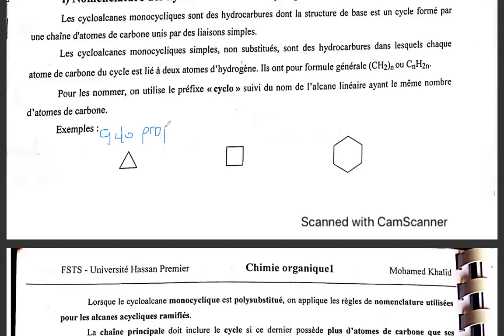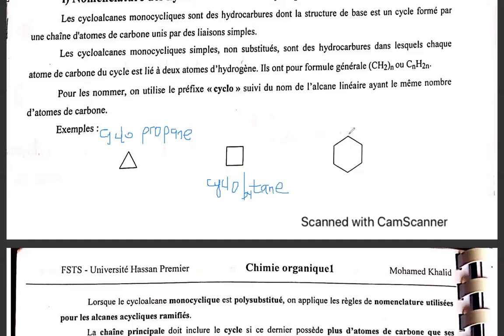What about the next one, what will it be? Butane. Cyclobutane. Why butane? Because there are 4 carbon atoms. That is 1, 2, 3, 4. For this one, we can start anywhere. 1, 2, 3, 4. Anywhere. Cyclobutane.